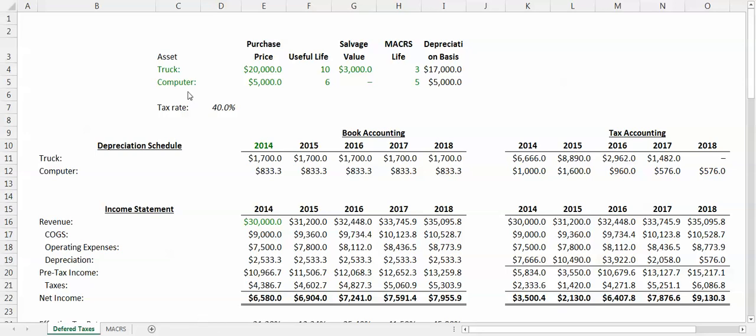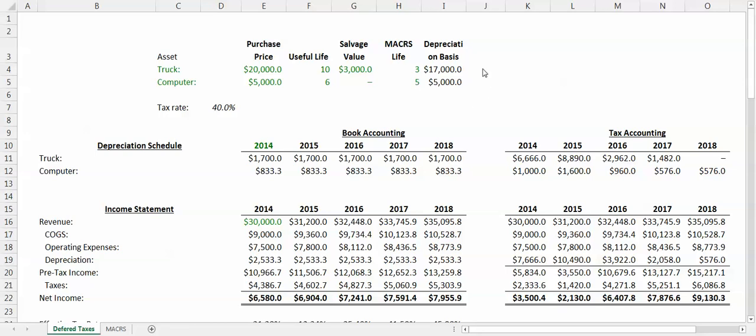All right, so at the top of the model here, we have two hypothetical assets. We have a truck that costs $20,000 and a computer that costs $5,000. We then have the economic useful life for the company, and the salvage value for the assets. The MACRS life, which MACRS is the tax version of the depreciation schedule that we use. So they have different classifications. This is something that you can look up online, or speak with a tax expert on that. These are the classifications that I use for this example, but they can be changed.